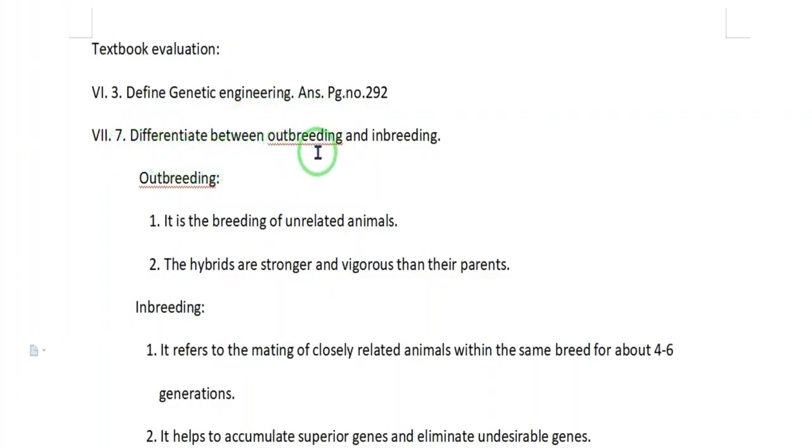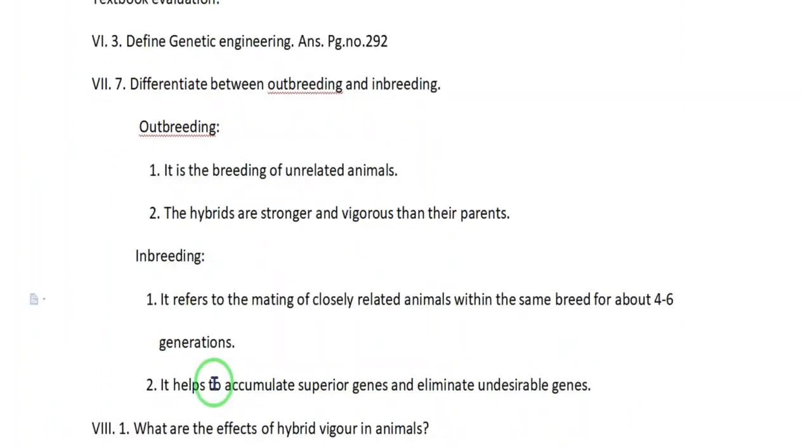Then Roman number 7, seventh question. Differentiate between outbreeding and inbreeding. Outbreeding: it is the breeding of unrelated animals. Number 2, the hybrids are stronger and more vigorous than their parents. Inbreeding: it refers to the mating of closely related animals within the same breed for about 4 to 6 generations. Number 2, it helps to accumulate superior genes and eliminate undesirable genes. This question you have to write in your notebook.